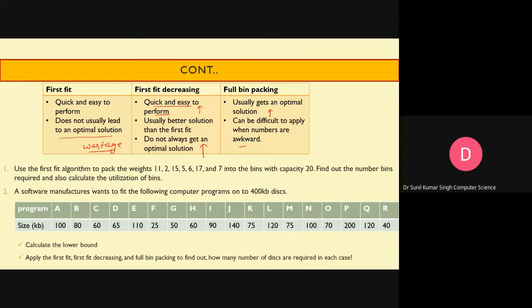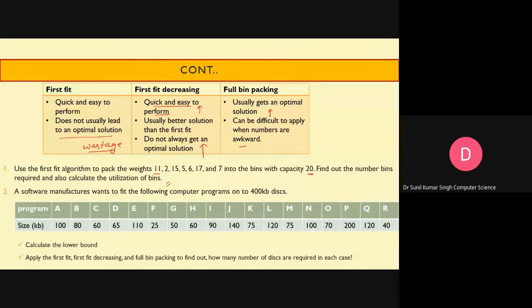Now these are the two numericals given. Use the first fit algorithm to pack the weights 11, 2, 15, 5, 6, 17, and 7 into bins of capacity 12. What you have to do is find out the number of bins required and also calculate the utilization. Of course, I hope it is very obvious and you can do it.